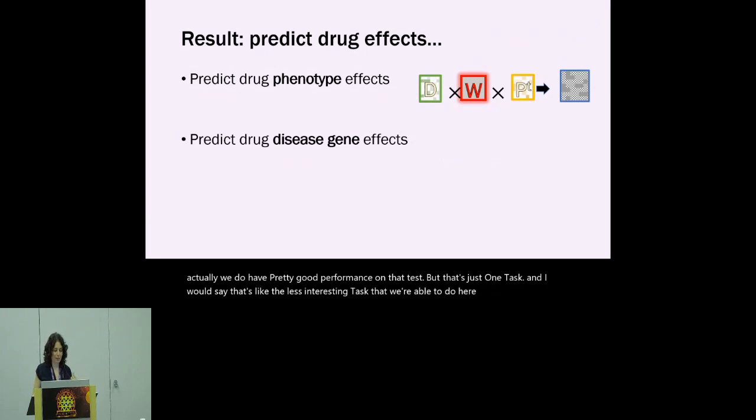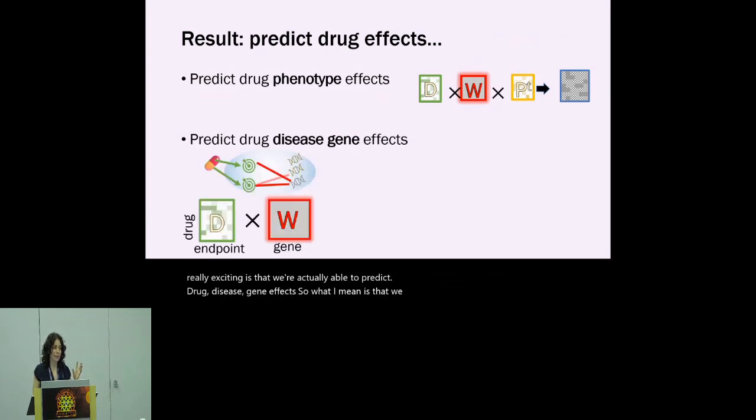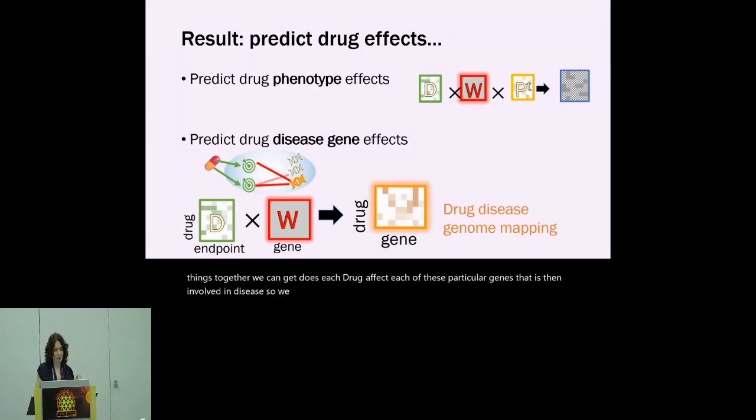Because what I find really exciting is that we're actually able to predict drug disease gene effects. So what I mean is that we have this matrix D connecting each drug to its effects on endpoints. That's our data. And then we have this learned model W connecting each of these endpoints to disease genes. And then if we just multiply these two things together, we can get, does each drug affect each of these particular genes that is then involved in disease? So we get this matrix connecting each drug to the set of genes that are involved in the disease. And we call this the drug disease genome mapping, or the drug disease genome matrix.